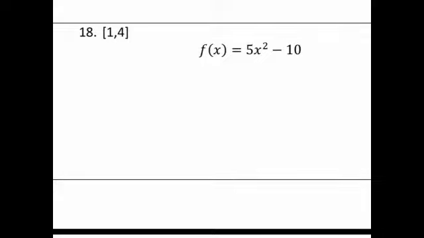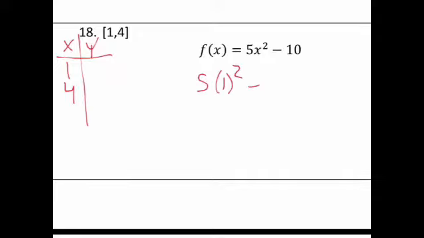Moving on to 18. Again, you need to make your own table. We have our x values of 1 and 4. When you get the y values that go with them, plug in 1. We got 5 times 1 squared minus 10. Well, 1 squared is just 1. 5 times 1 is 5 minus the 10. It's going to give me -5.